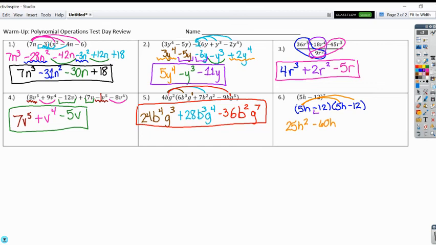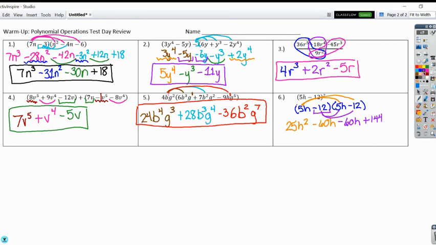Then my negative 12, got to use that other term, it needs a term to distribute, right? This is why it's called a double distribute problem. The 5h did its distribution. Now I got to double up on that, and the negative 12 is going to have to distribute. So negative 12 times 5h for negative 60h, and that negative 12 times negative 12 for a positive 144.